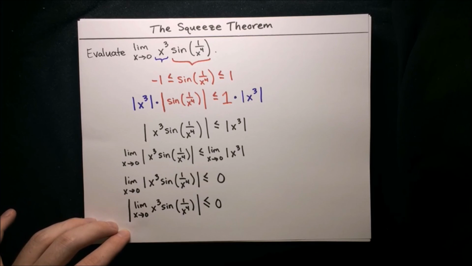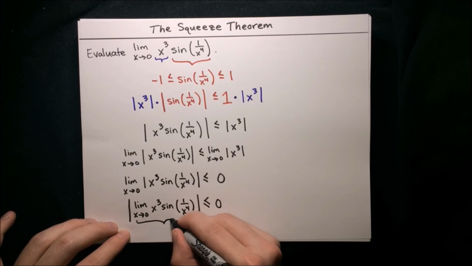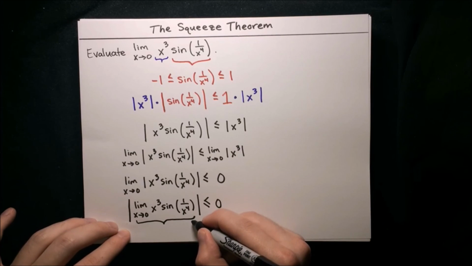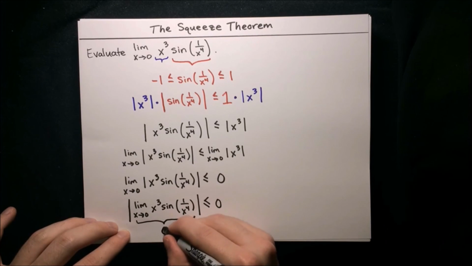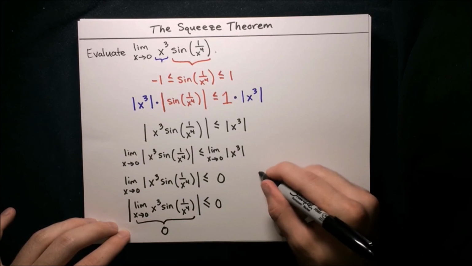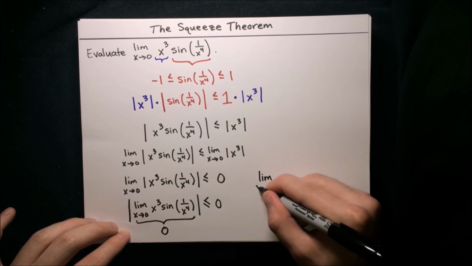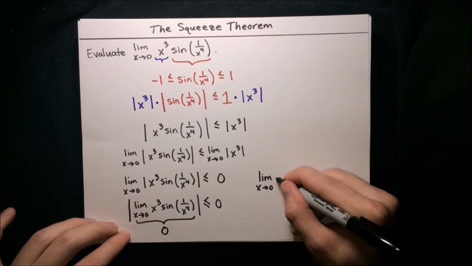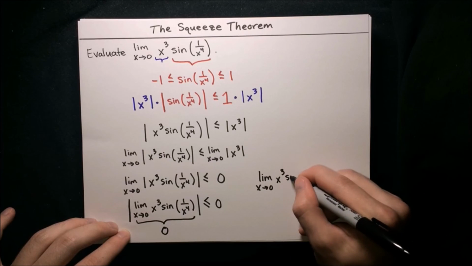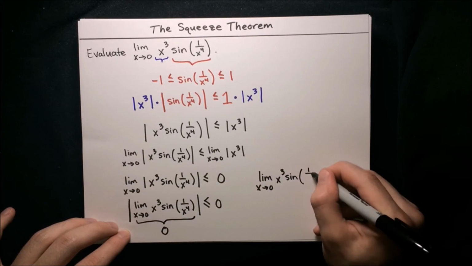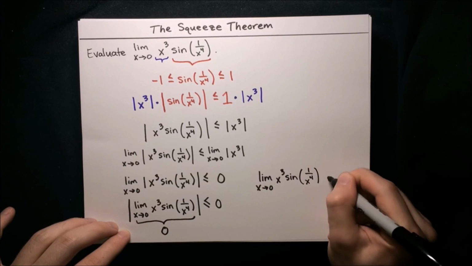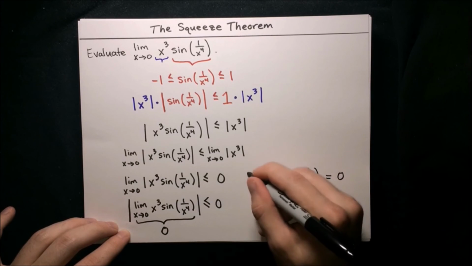And hey, absolute value is always either 0 or positive. So if the absolute value of something is less than or equal to 0, well, it has to be equal to 0. And that means that the expression inside the absolute value must be 0 itself. So there we have the final conclusion. The limit as x approaches 0 of x cubed times sine of 1 over x to the fourth must be equal to 0.